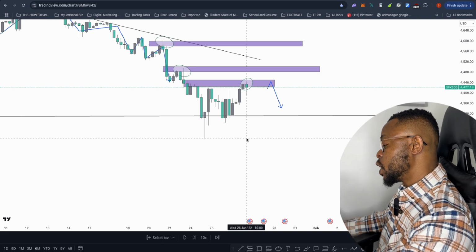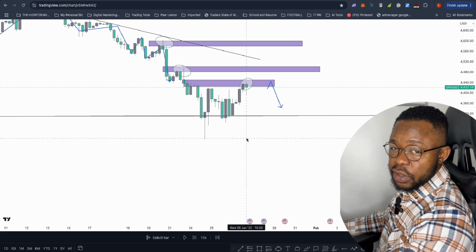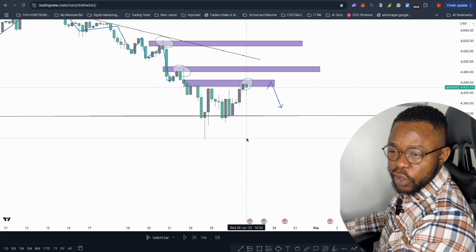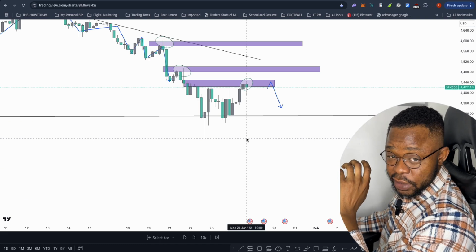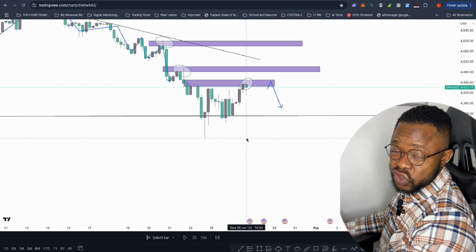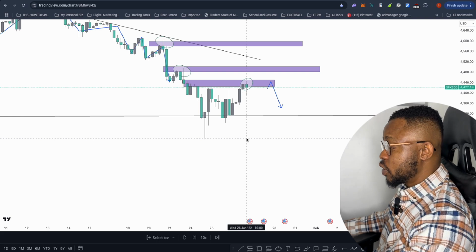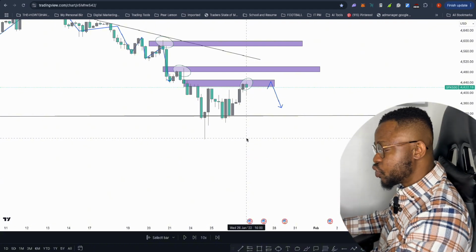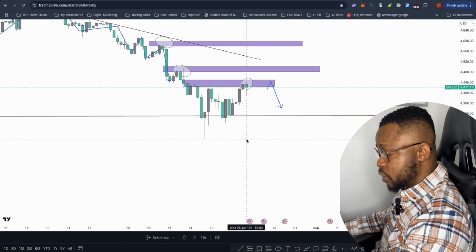What time are we in? This is 4 p.m. London time. I'm not looking to take a trade because the New York session starts around 2. And once New York comes in and the market has done what it needs to do, the rest of it is just, what will I call it, shuffles in the market. Nothing is really going on. So I'm not looking to take a trade around that time.